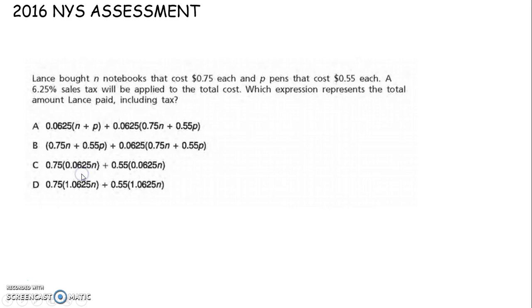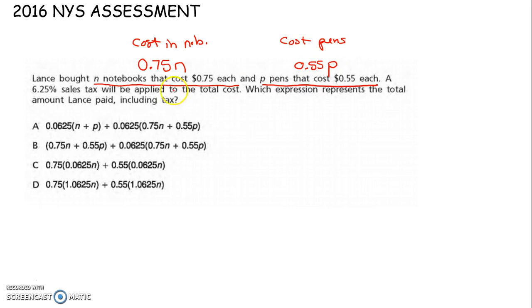Okay, Lance bought N notebooks that cost 75 cents each. All right, we know he bought N notebooks that cost 75 cents each. So to figure out how much he spent on notebooks, that would be 0.75 times N. That's how much money he would spend on notebooks. And P pens that cost 55 cents each. So to figure out the cost of your pens, you take the cost of one pen and you just multiply it by the number of pens you buy.